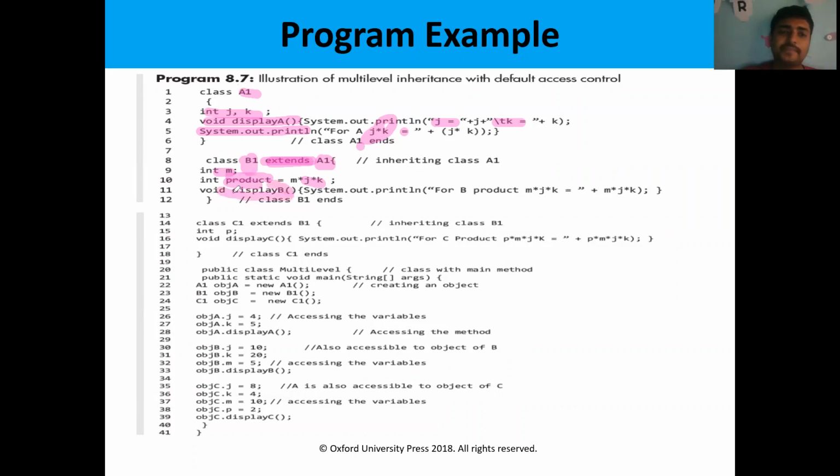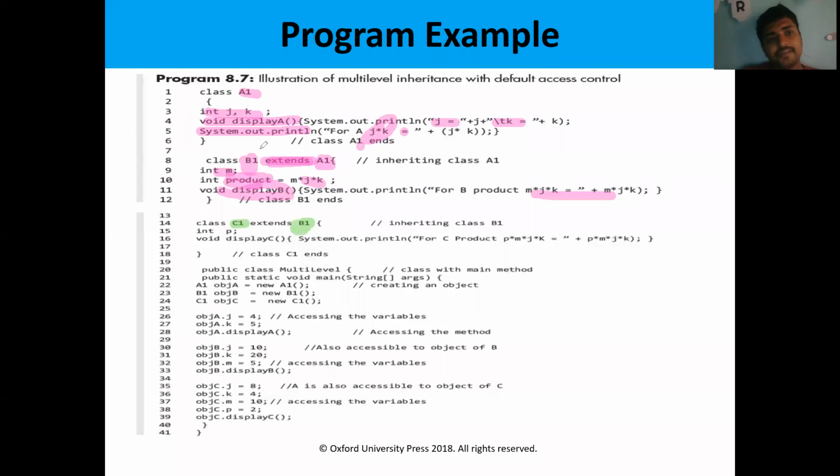Next he is displaying some method, display B. He is printing that product value. Then he is going to create the class C1, which extends the properties from B1.